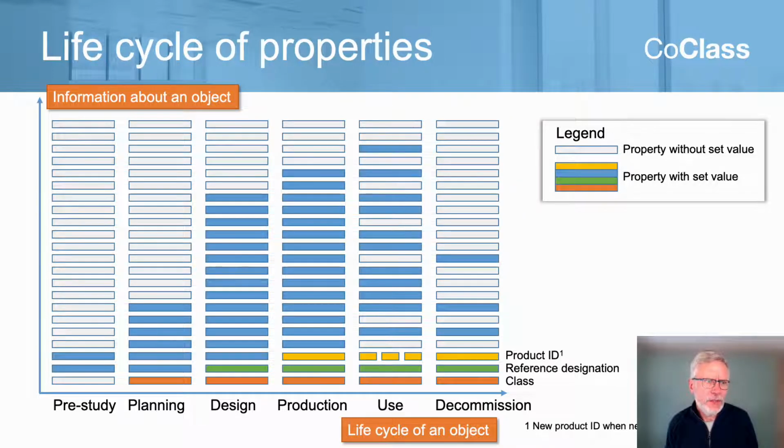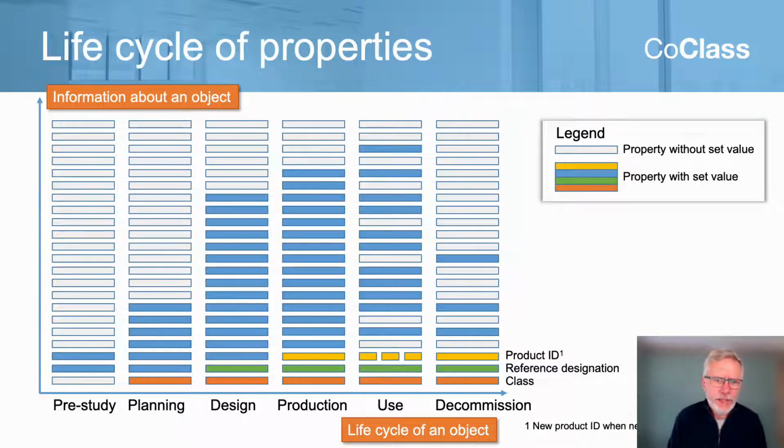And if you use CoClass, as you see the red rectangles on the bottom, that would represent the class property. And the next one, the green one, being reference designation. I will talk more about this later, the unique ID of the object. And a product ID could also be useful. That could be, for instance, a serial number of a machine you have bought and so on.